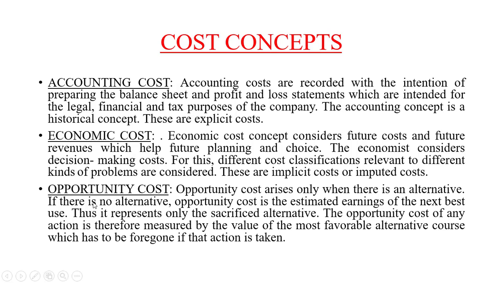Okay, so next is opportunity cost. Now what is this opportunity cost? For this, there is one very good line you have to remember: it arises only when there is an alternative. If there is no alternative, there is no opportunity cost. Opportunity cost is the estimated earning of the next best use. When you see the words next best use, you always have to remember that it is opportunity cost. Why is it opportunity cost? When there is an alternative, when you have a choice to make, that is your opportunity cost.